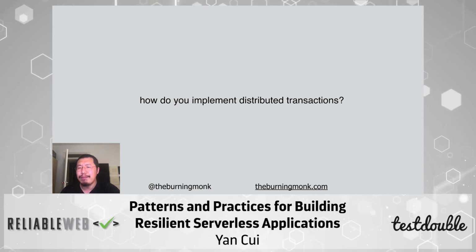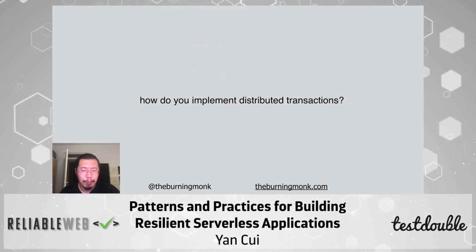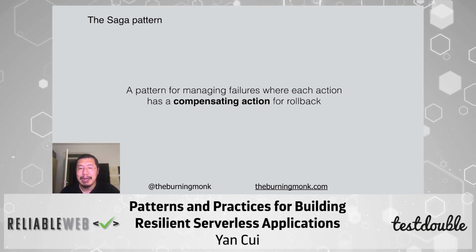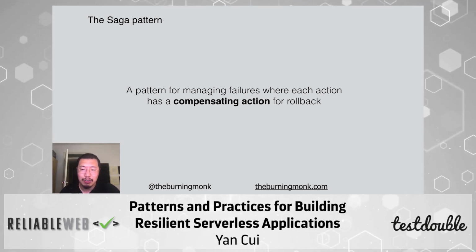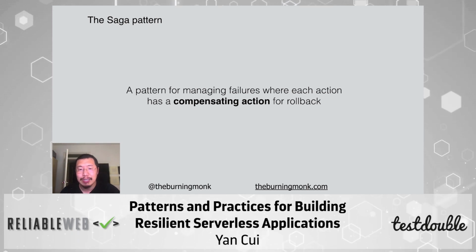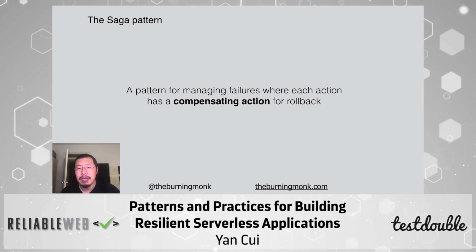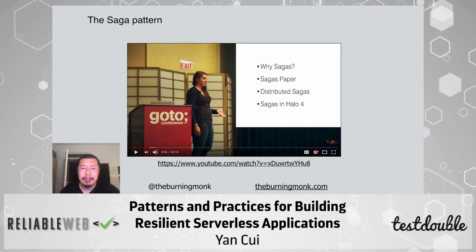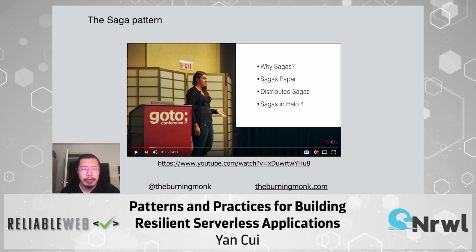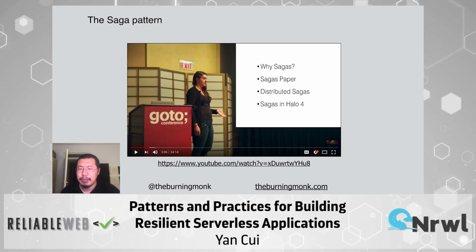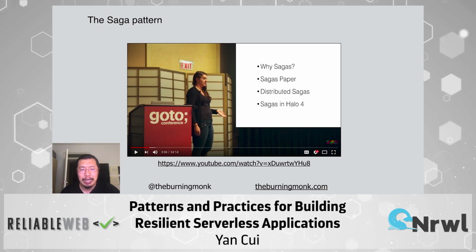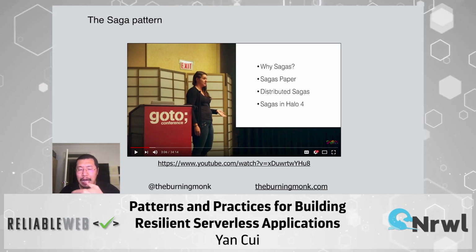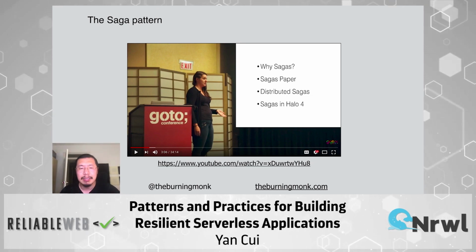So how should we implement this kind of distributed transactions properly in that case? Well, there's the Saga pattern, which is the pattern for managing failures in a transaction, where each action in the transaction has an equal and opposite compensating action for performing the rollback. There's this talk by Katie McCaffrey from, I think, 2015 maybe, in which she gave really good examples about the Saga pattern, and if you want to learn more about the Saga pattern, then please go and check out that talk.